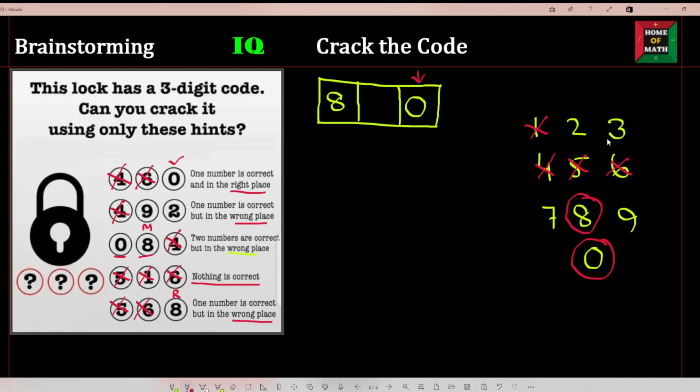3 we cannot use because there is no 3 here, so we can cut this one. 7 also we can cut because there is no 7. So now the fight is between 9 and 2.